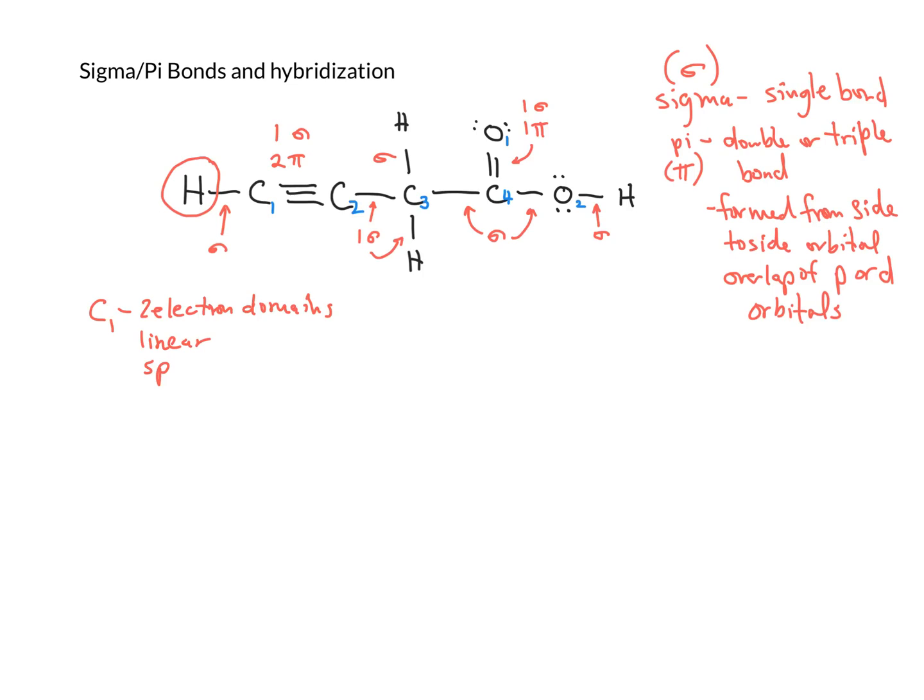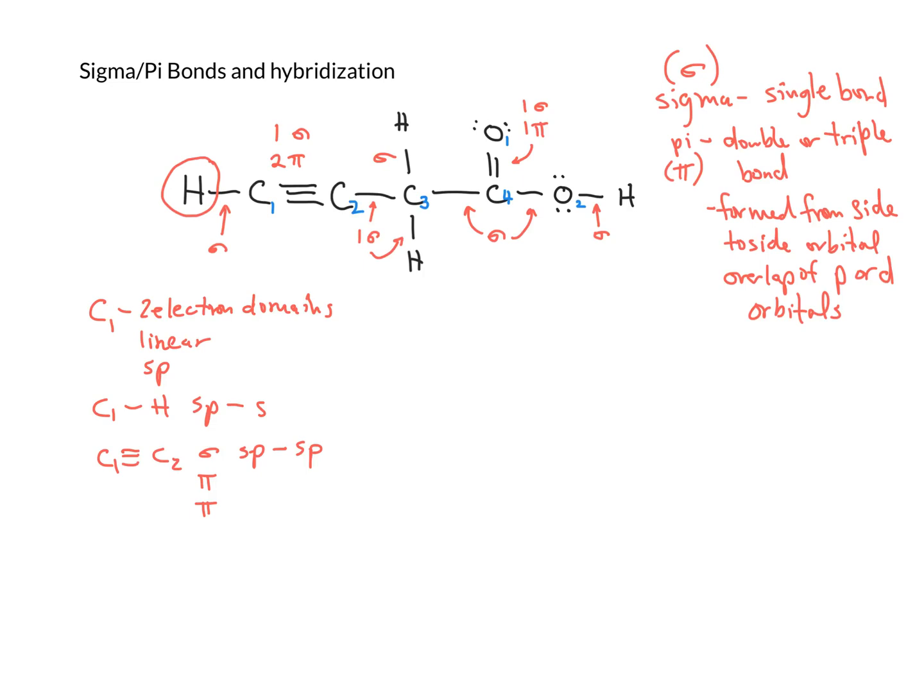So for carbon 1, the carbon-hydrogen bond is going to occur from a hybrid sp orbital on carbon to the atomic s orbital on hydrogen. In that carbon-carbon triple bond, carbon 1 to carbon 2, I have my sigma bond occurring between an sp hybrid orbital on carbon 1 and an sp hybrid orbital on carbon 2. I have 2 pi bonds within that triple bond.